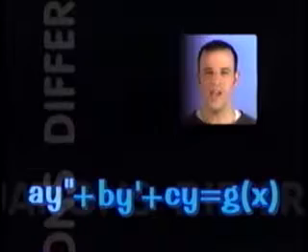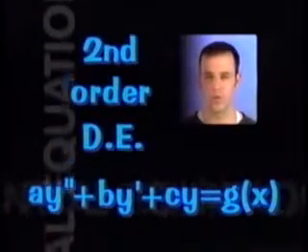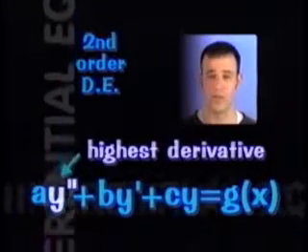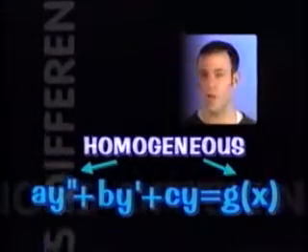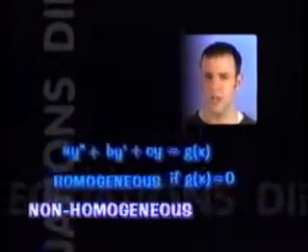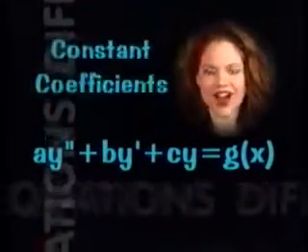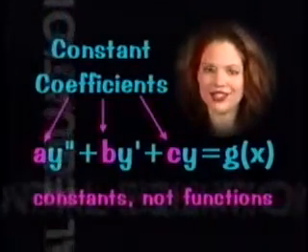Look at this equation. A times y double prime plus b times y prime plus c times y equals g of x. This is a second-order differential equation because the highest derivative is the y double prime, which is a second derivative. Now the terminology. An equation of this form is homogeneous if the term on the right-hand side, g of x, called the forcing term, is 0. An equation is non-homogeneous if the forcing term g of x is non-zero. And more terminology. An equation of this form has constant coefficients if the coefficients, a, b, and c, are constants and not functions. Easy enough?